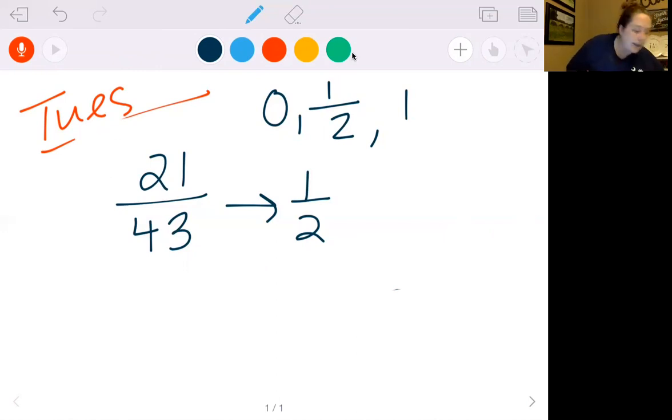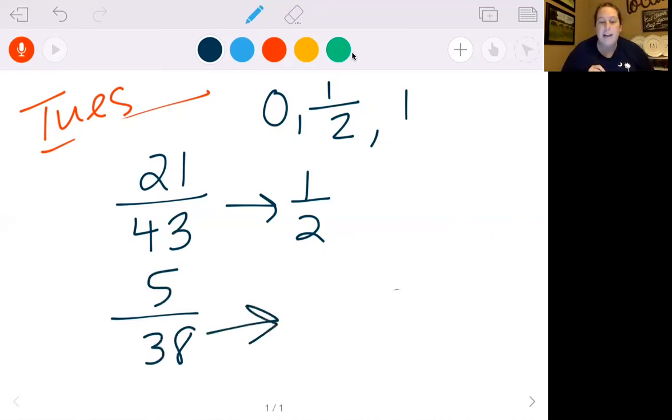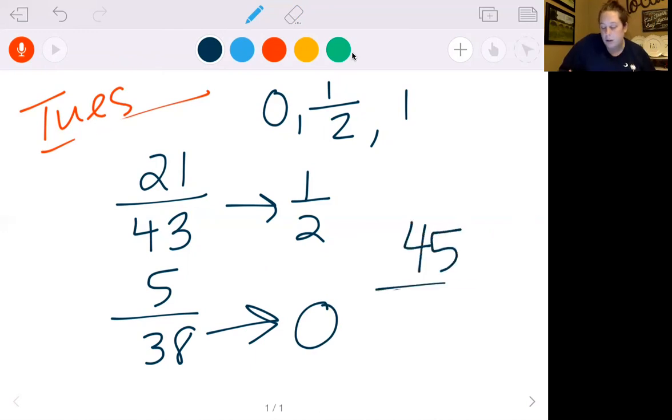If I gave you one like 5 over 38, that 5 is really far away from 38. So that whole fraction is closest to 0. If I gave you one like 45 over 47, 45 and 47 are really close together, so it's closest to 1. So all you're doing is looking at that fraction and deciding whether it's about a half, is it closer to 0, or is it closer to 1? So that's what you're going to do for a few of them.